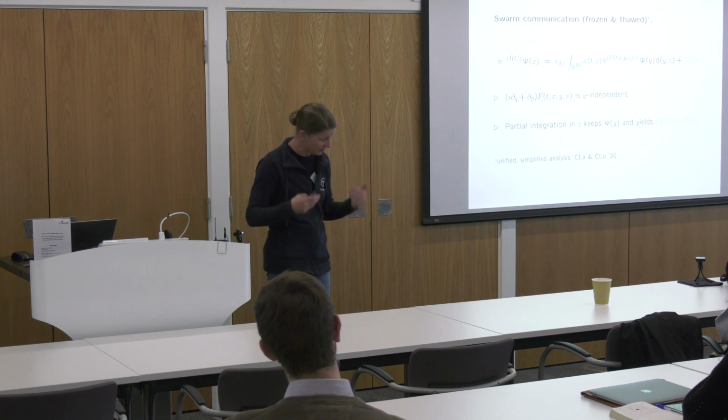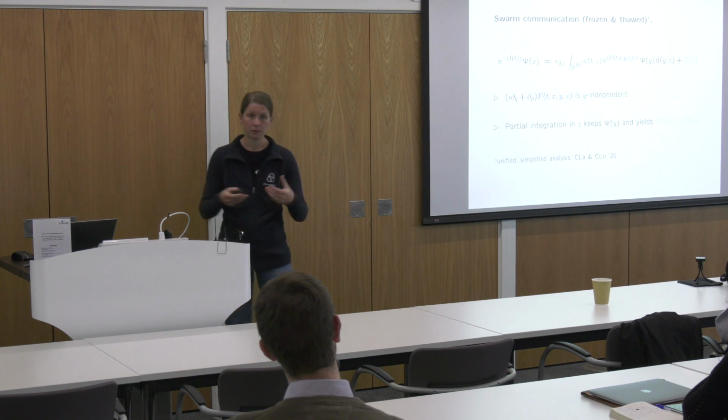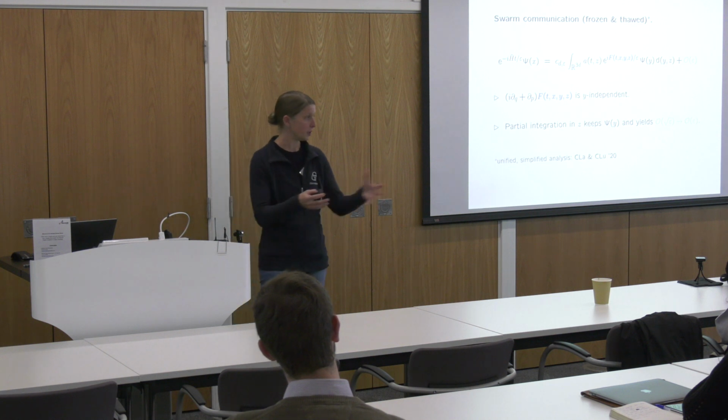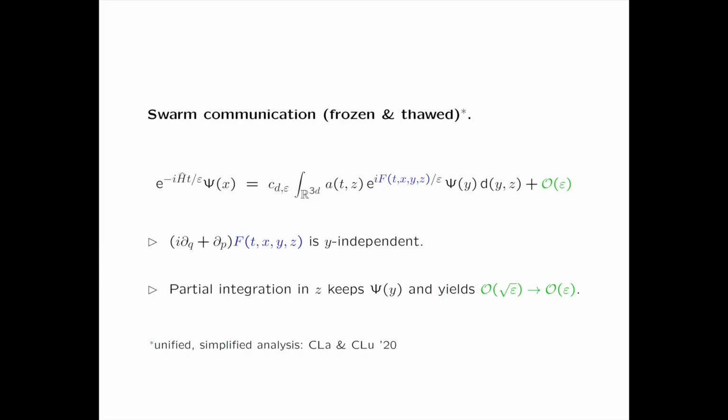Both of them are better when it comes to expectation values. And I've shown you a program how to use them as a swarm, either in the thawed way or in the frozen way. At the moment, the analysis we have is not good enough to really distinguish here in the error term whether the frozen or the thawed approximation is better.